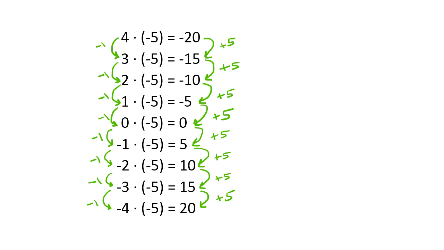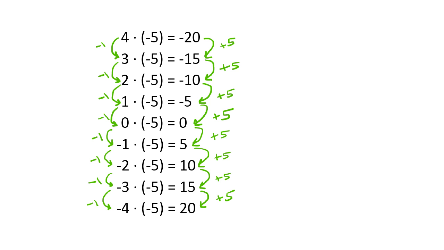Alright, I've continued the pattern for the next 4 sets of numbers. If I continue to go down by 1 on the left and go up by 5 on the right, look what happens to my product. I went from having a positive and a negative giving me a negative number, to having 2 negatives giving me a positive product.